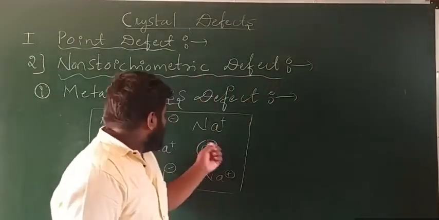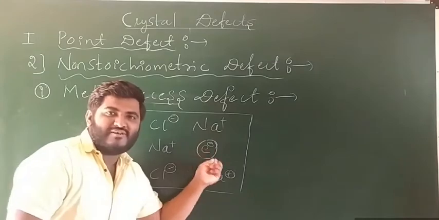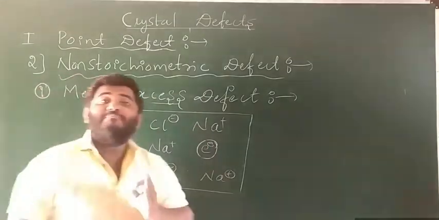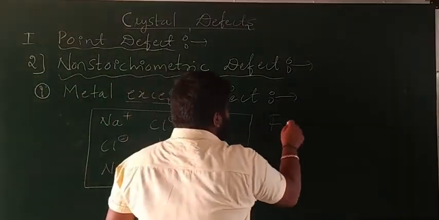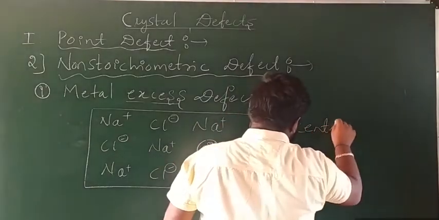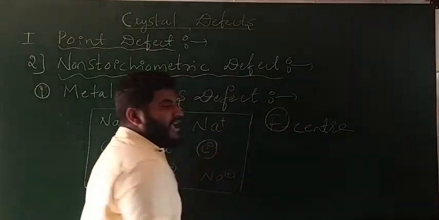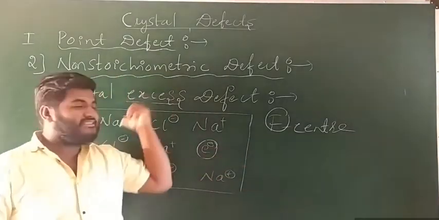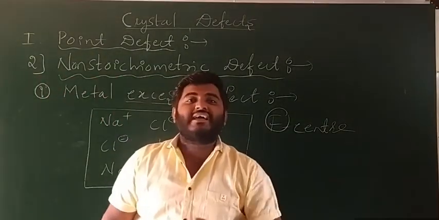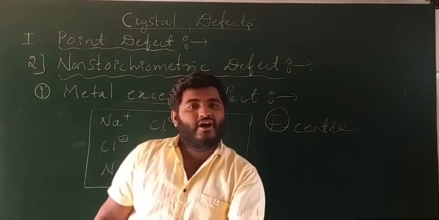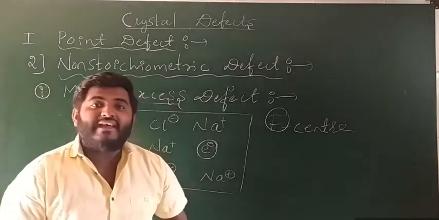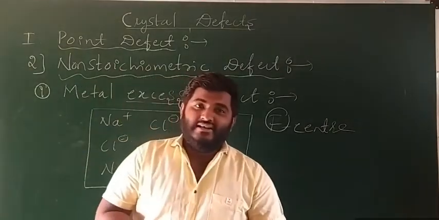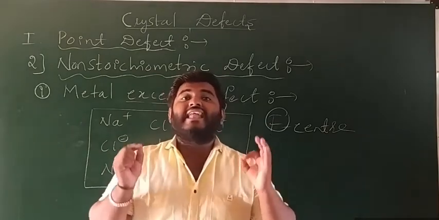So here, what about the electron filled in the empty space? This is called F-center. What are those called? F-center. So why is this called F-center? Due to this electron only, this crystal gets color. Which color, guys? In sodium chloride, it is yellow color. In lithium chloride, it is pink color. In potassium chloride, it is lilac color.